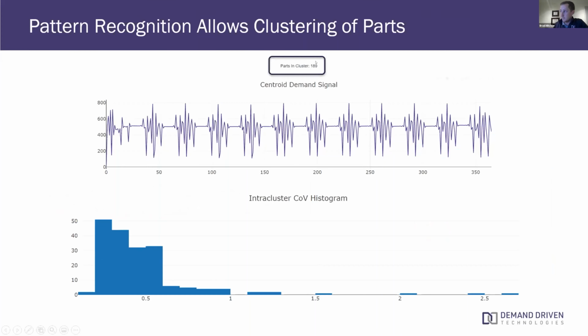Here you can see 189 parts in my machine learning tool fell into the same cluster. So this is a representative demand pattern that is not exactly the same for all 189 parts, but 189 parts have similar variation of demand and can be assigned into the same cluster. Okay, and this is very critical.